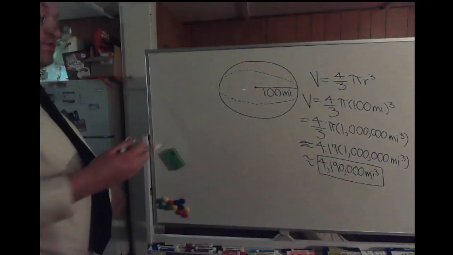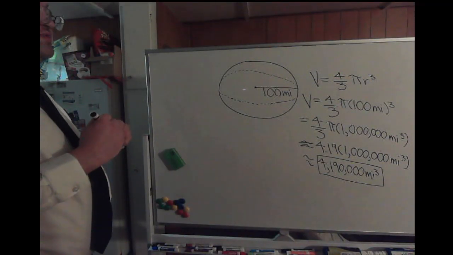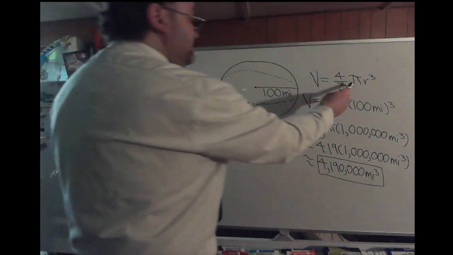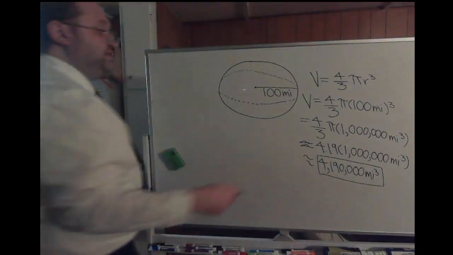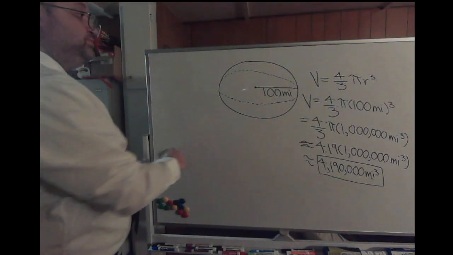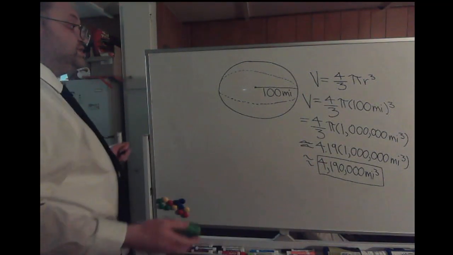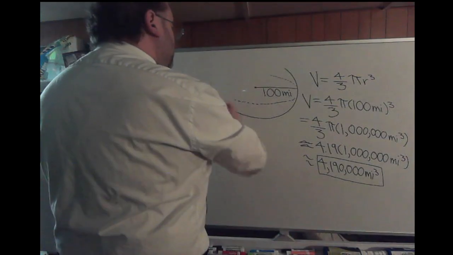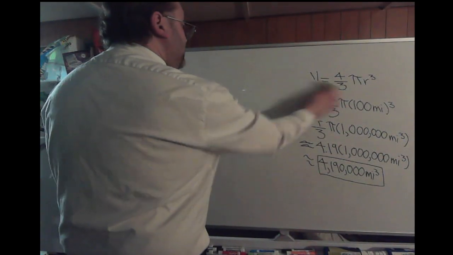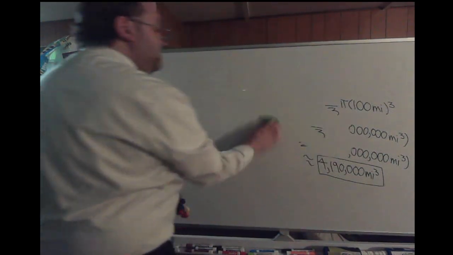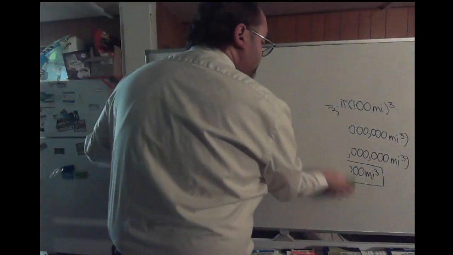So really all there is to finding the volume of a sphere is just take 4/3 times pi times the radius to the third power. And that's really all there is to this. So next lesson we're going to talk about the volume of prisms and cylinders. That'll be the next lesson.